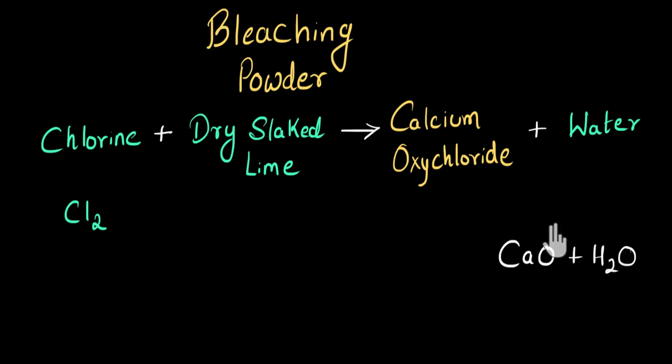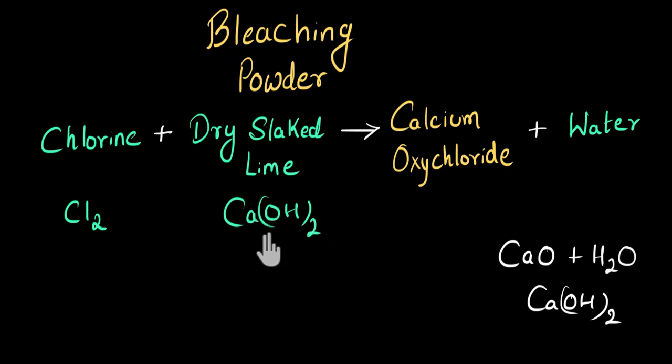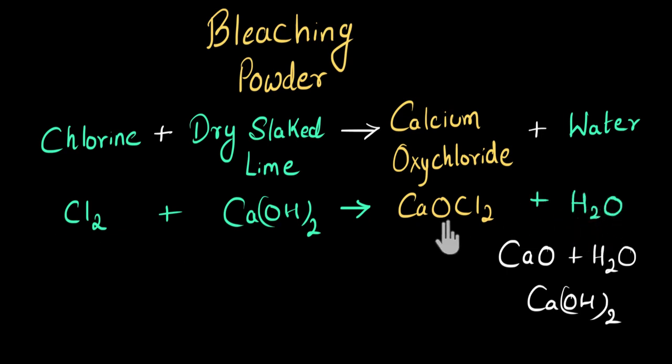With water, there will be a combination reaction, and finally we will get calcium hydroxide or wet lime, and this is called slaked lime. So basically we are drying this out to remove excess water. So the chemical formula is going to be the same, calcium hydroxide, Ca(OH)2. And these both are going to react, and finally we'll get calcium oxychloride, CaOCl2. And with this we also get water, H2O. So this is how you form bleaching powder. You pass chlorine gas through dry slaked lime and you get calcium oxychloride or bleaching powder.